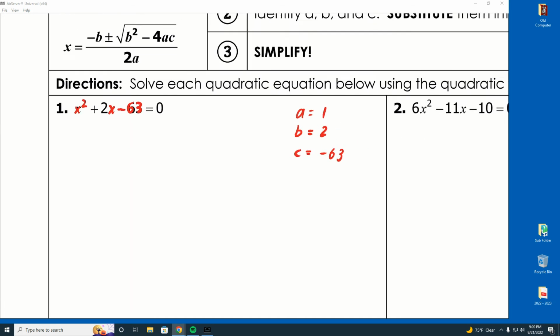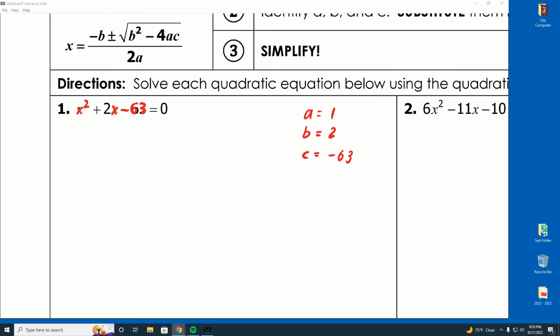So here we go. We're going to plug it into our equation. Ready? X equals negative B, that's a 2, plus or minus the square root of B, that's 2, squared, minus 4 times A, 1, times C, negative 63, and all of that is divided by 2 times A, 1. See, I'm just plugging it in. And then I'm just going to go through the process of simplifying.